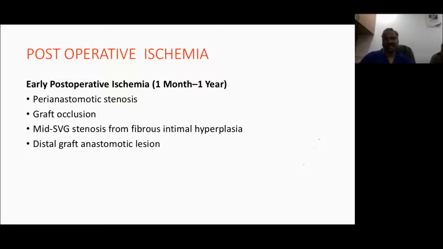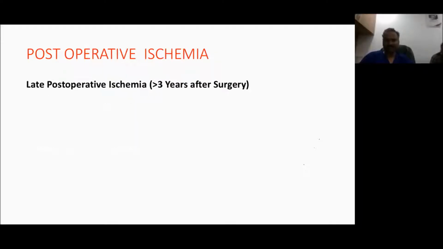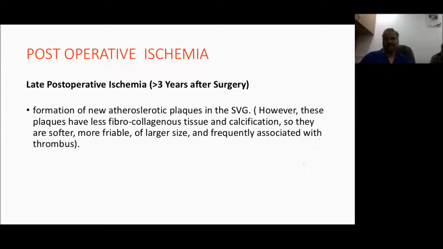Next, distal graft anastomotic lesions. Coming to late postoperative ischemia, that is beyond 3 years after surgery, the most common cause is basically new atherosclerosis, either new atherosclerosis in the grafts or new lesions in new locations of the native vessel. So this is a common cause for postoperative ischemia beyond 3 years. Anyway, these are the situations why we do angiogram.